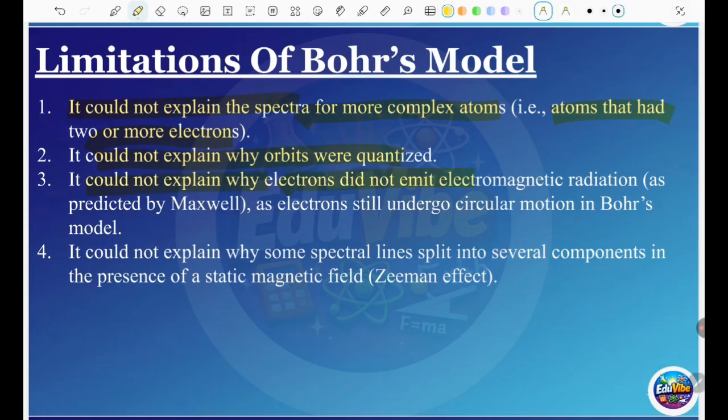It could not explain why electrons do not emit electromagnetic radiation as predicted by Maxwell, since electrons undergo circular motion in the Bohr model. Why they do not emit electromagnetic radiation cannot be explained by Bohr. It also could not explain why spectral lines split into multiple components in the presence of a static magnetic field, the Zeeman effect. So these are some limitations. You have to know them, but you can't get a direct question like 'write the limitations of the Bohr model'.